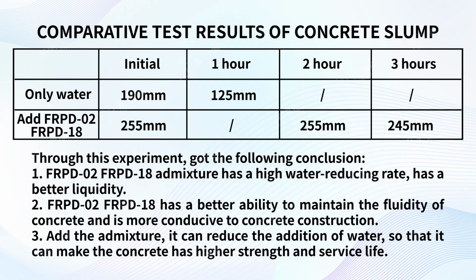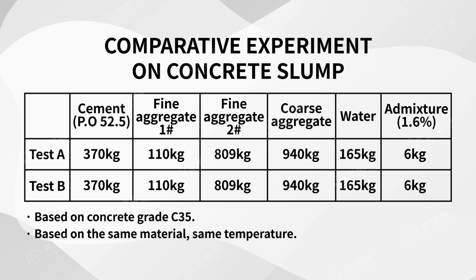Through this experiment, we got the following conclusions. 1. FRPD-02 or FRPD-18 admixture has a high water reducing rate and better liquidity. 2. FRPD-02 and FRPD-18 have a better ability to maintain the fluidity of concrete and are more conducive to concrete construction. 3. Adding the admixture can reduce the addition of water so that it can make the concrete have higher strength and service life.